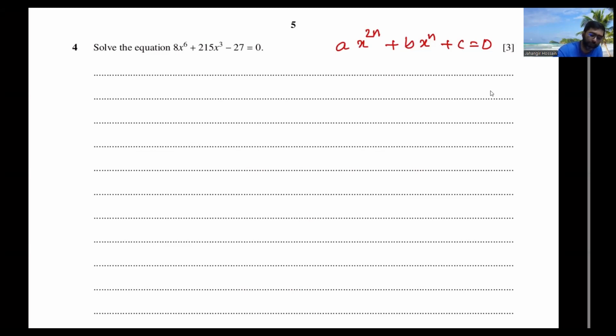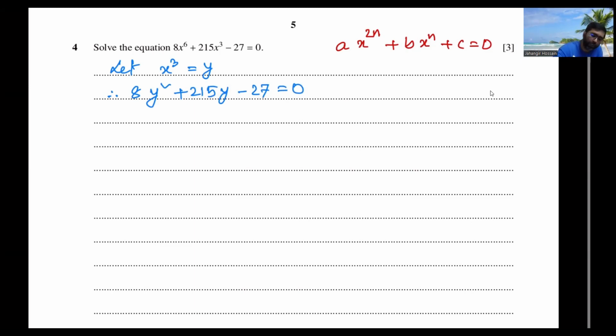Okay, so to make it a quadratic expression, let's first substitute x to the power n, which is here x cubed. Let x cubed be equal to y. In that case, the equation becomes 8y squared plus 215y minus 27 equal to 0. Now use the direct formula to solve the quadratic, or you can use the middle term break as well.